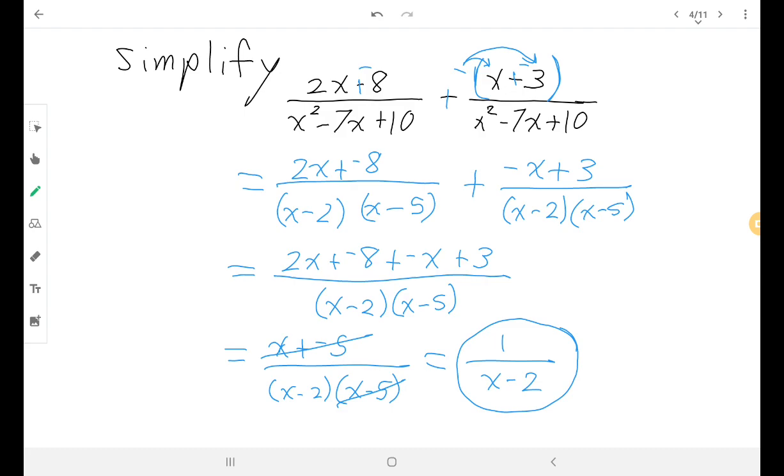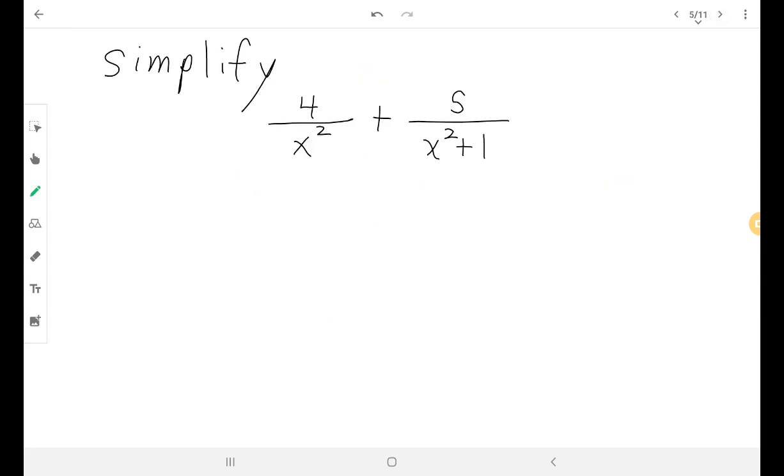All right, there being no questions, let's move on to the next problem. Let's talk about simplifying this one. Now, here's a situation where we do not have common denominators. And you can only get common denominators through multiplication, right?